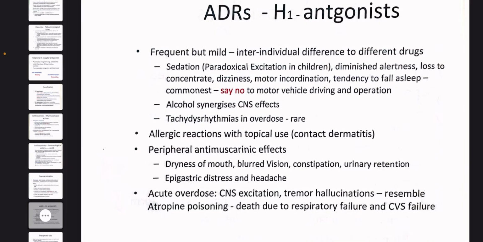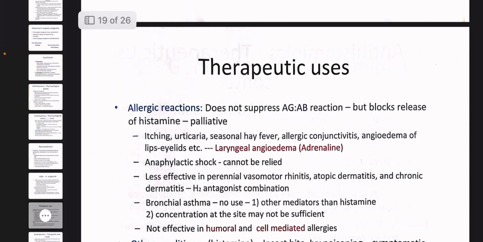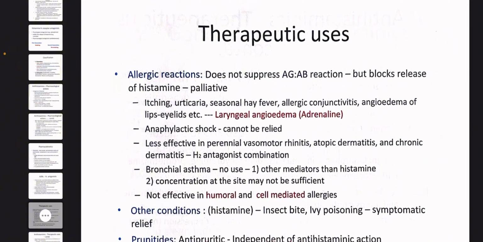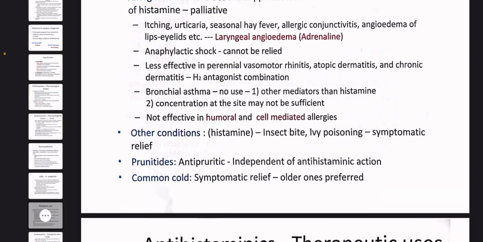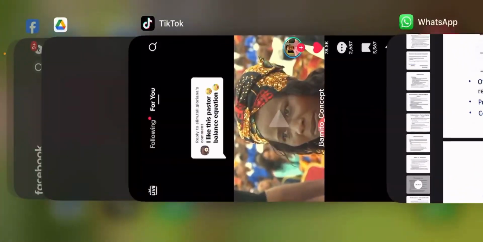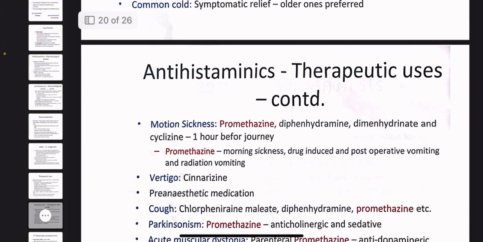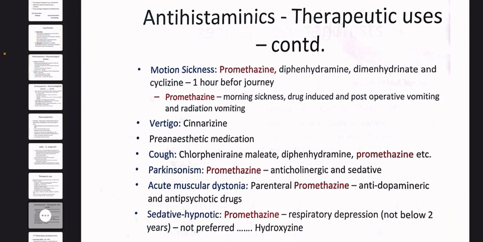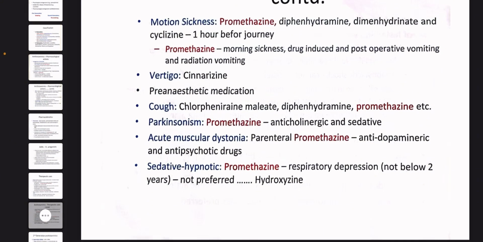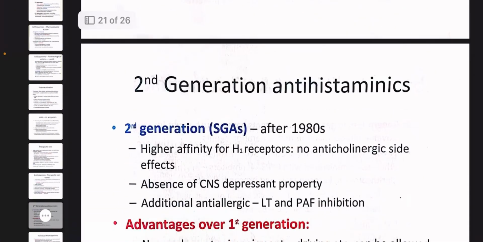These are things we've mentioned before. Therapeutic uses, we can see them already. They can be used to treat allergic reactions. They are just repeating the same thing. Sorry about that. They are used in the treatment of allergic reactions. Promethazine is used in the treatment of motion sickness, Parkinson's disease, as a sedative hypnotic, and for acute muscular dystonia. These are just their uses.